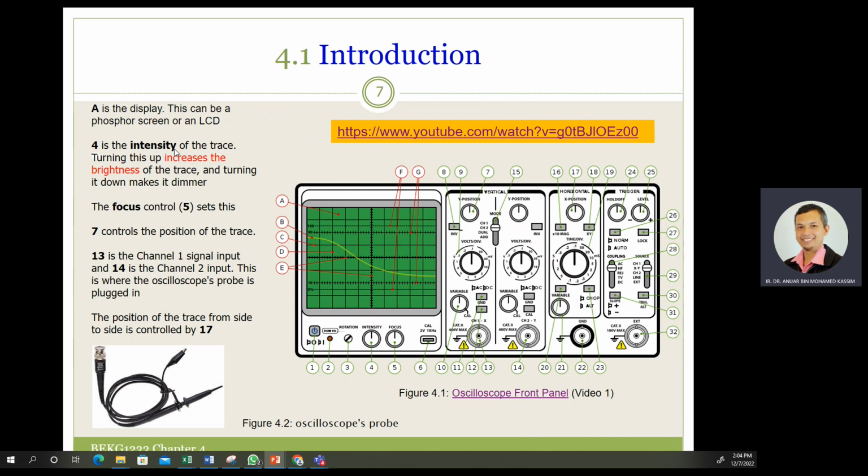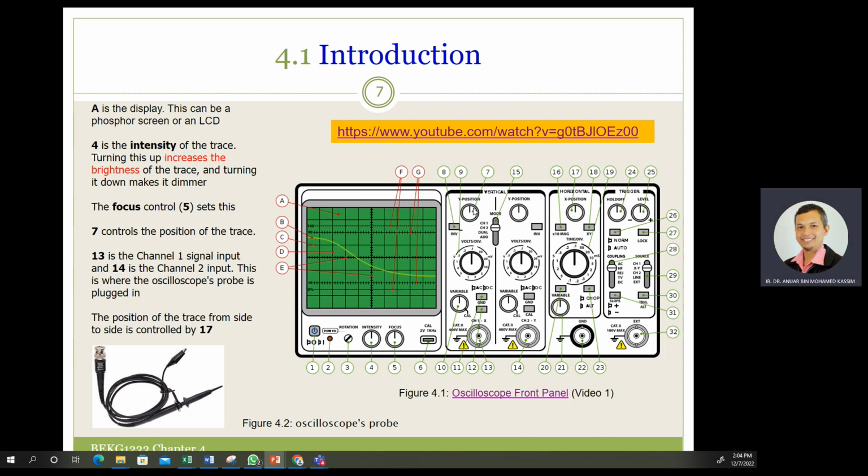Okay, and 4 is the intensity of the trace. If we want to increase the brightness, we can turn it up, and if we want to decrease it, it becomes dimmer. The focus control here is to set the focus on the waveform that we have selected, and 7 lets you control the position of the trace, to make sure that the trace goes up or down. You can control it based on the Y position, as a vertical.